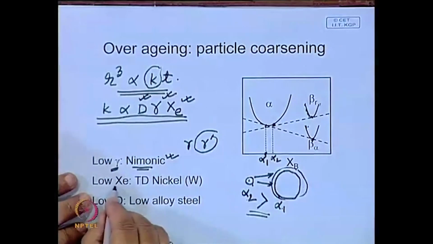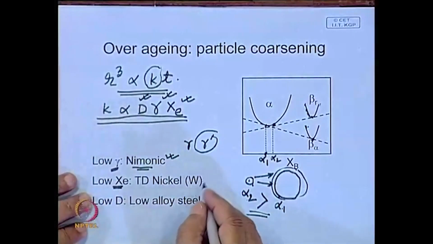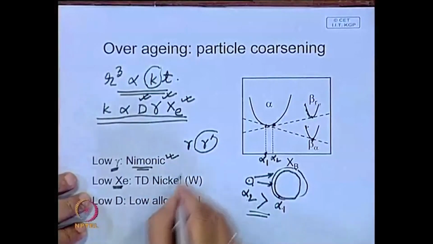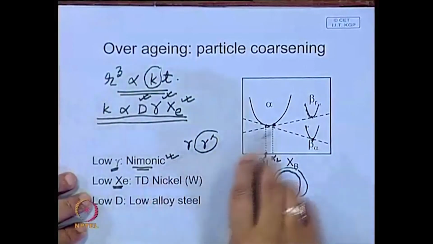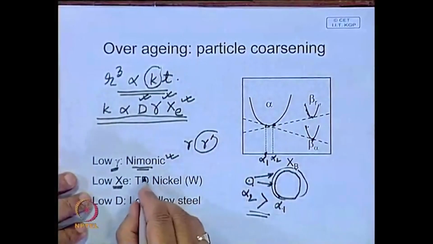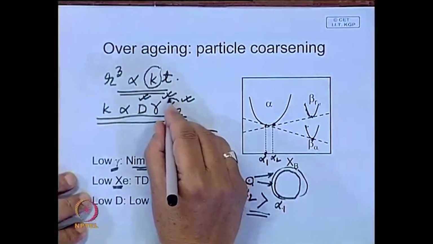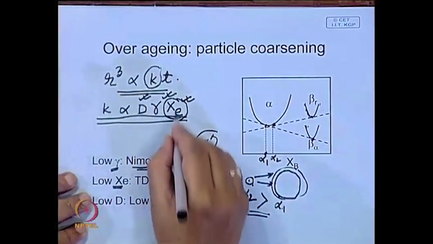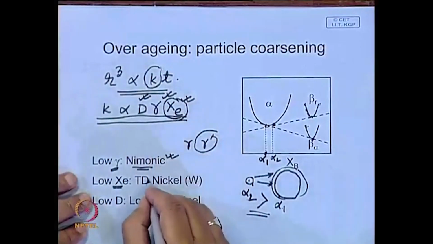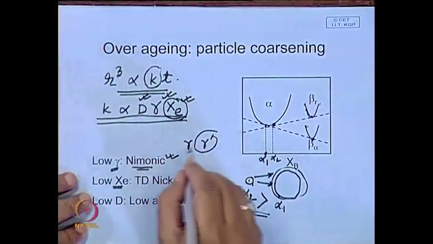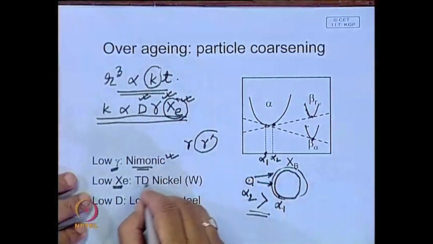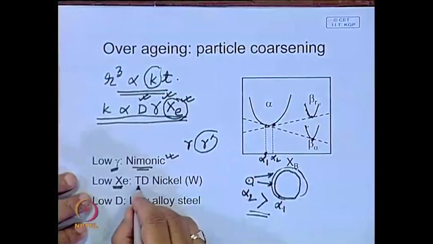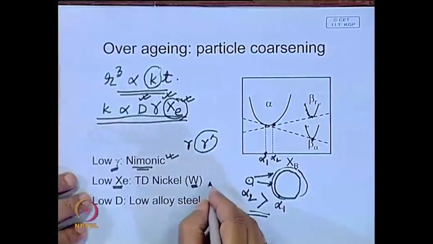Another example is a case of low solubility, for instance oxides, whose solubility is very low in the matrix. If you have thoria dispersed nickel, that is, thorium oxide dispersed in a nickel matrix, then the solubility of the oxide in nickel will be very low. Therefore, this thoria particle will be a stable dispersoid, which will restrict the movement of dislocations. The same thing can happen in thoria dispersed tungsten.